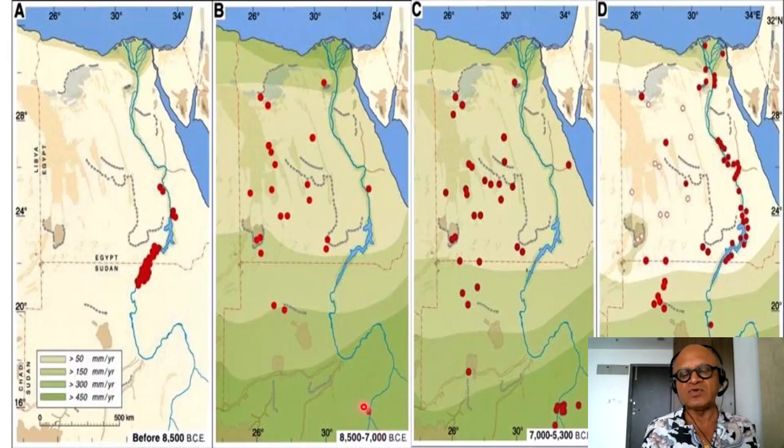So 8500 to 7000 before Common Era. You can see that rainfall patterns have changed, the same region, but you have many more regions here with rainfall maybe even reaching more than 300 millimeters of rain, which begins to give you water resources quite far away from the Nile. You can see the spread of the rainfall here. There's a thin band of more than 150 millimeters down here, more than 300, more than 450 millimeters per year over here. And you can see that the settlements have now spread quite far into the western regions of northern Africa in what is now the modern Sahara region.